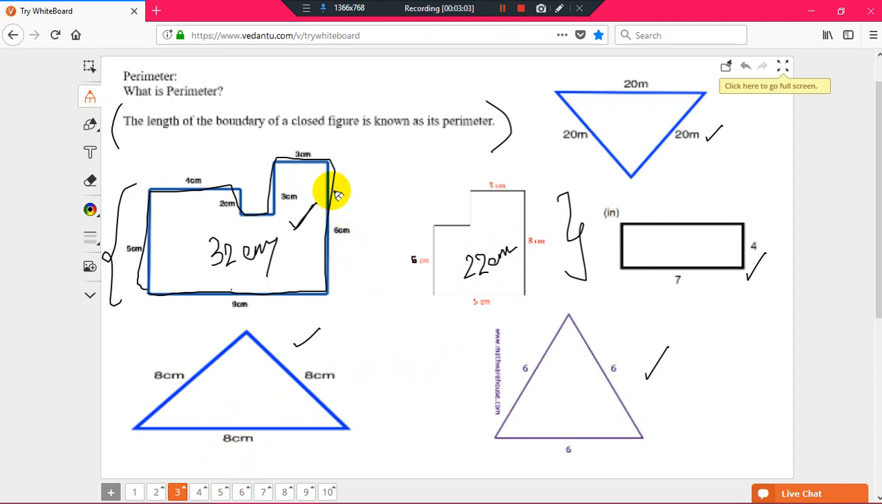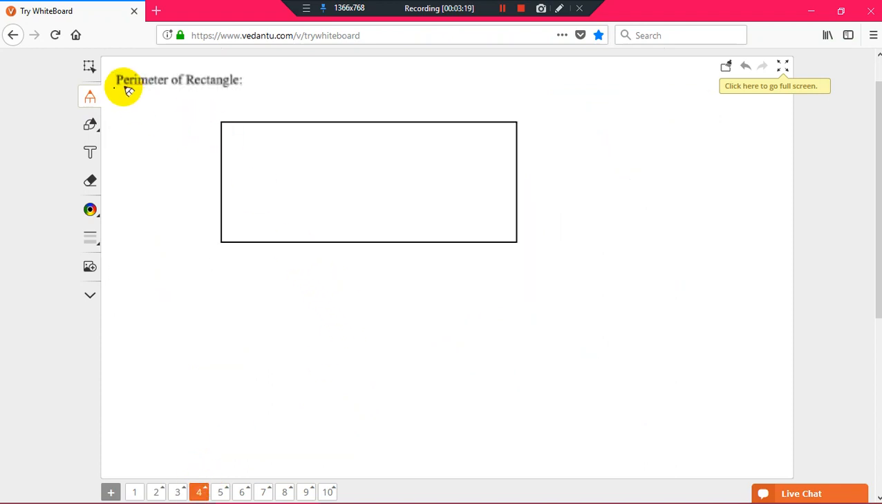Okay, we have learned about shapes like this. Just add them. There is no formula for shapes like this. You have to just add them. Shapes like triangle, rectangle, square, we're going to see in detail. Now, perimeter of a rectangle. What is the perimeter of a rectangle? How to find it?